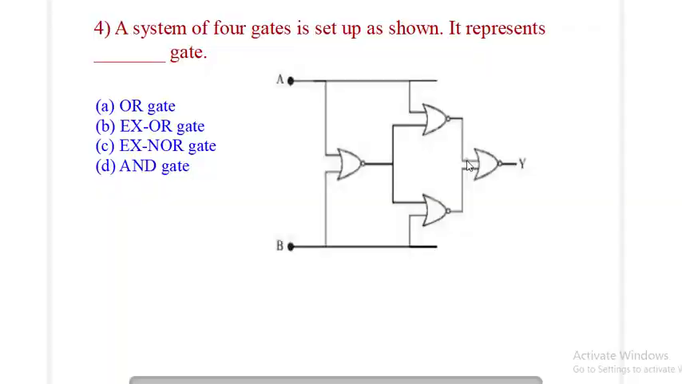Next we come to question number 4. A system of 4 gates is set up as shown. It represents dash gates, so we need to find which gate's working this system of gates represents. These are 4 NAND gates connected in a particular way.